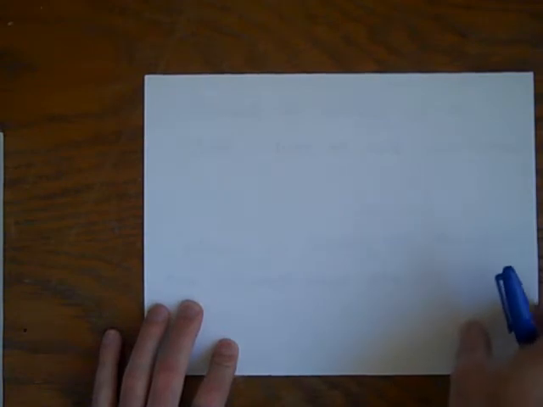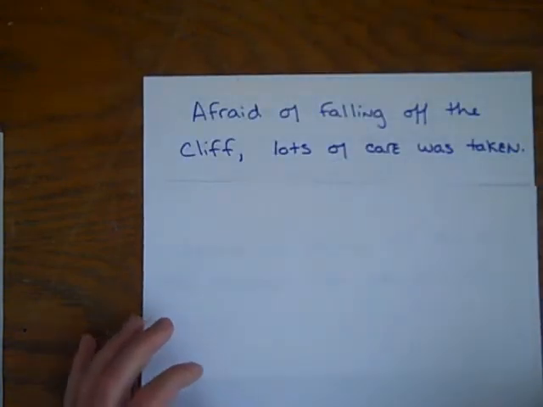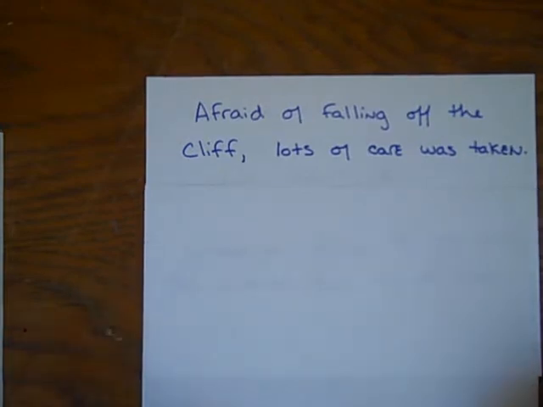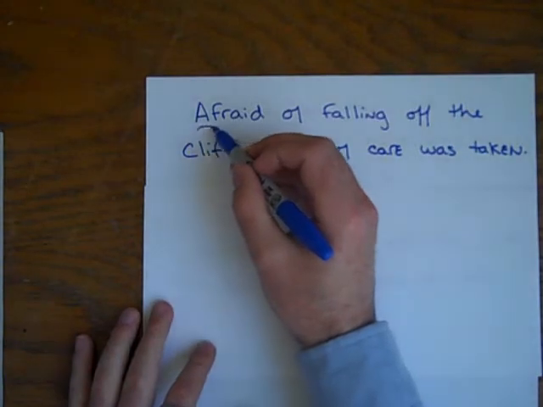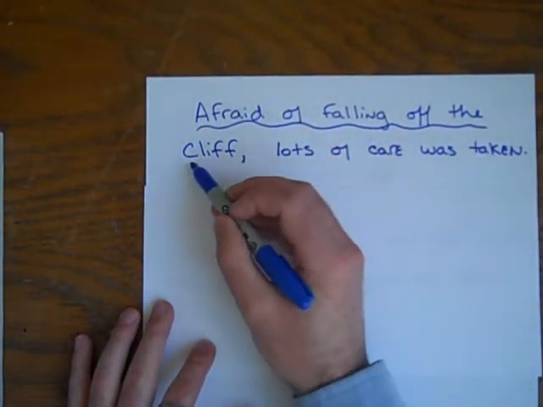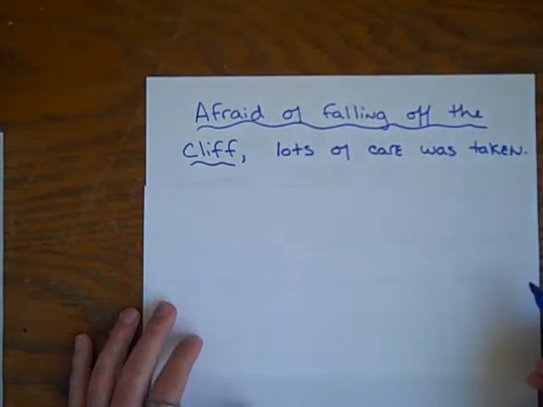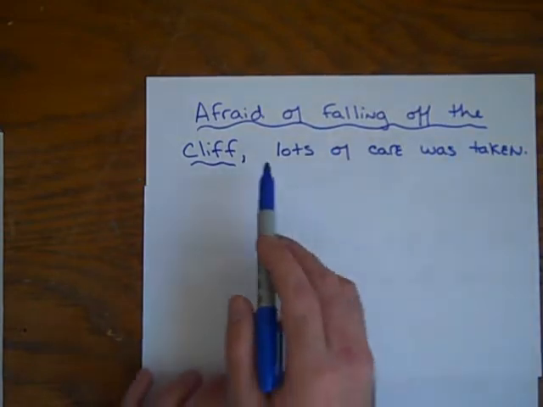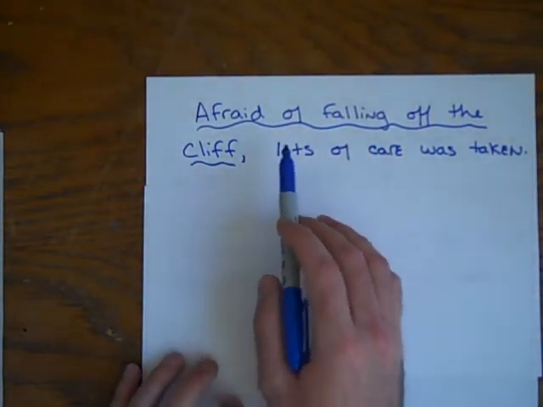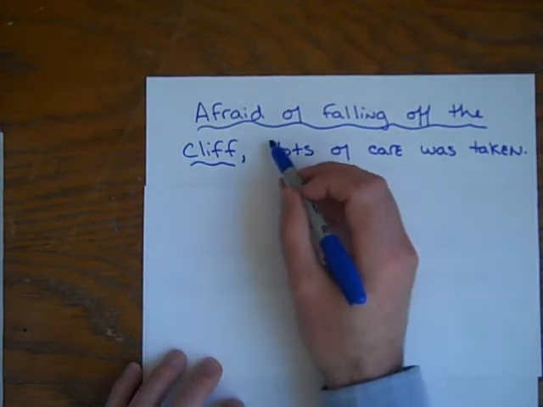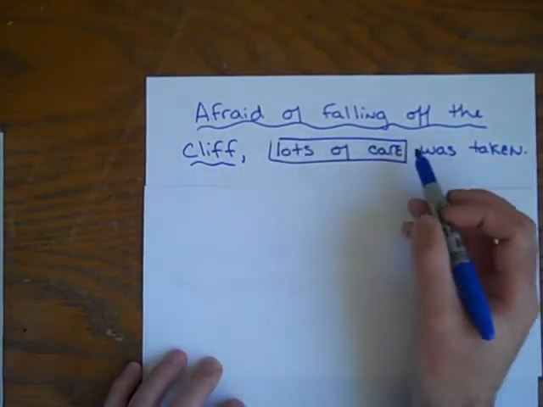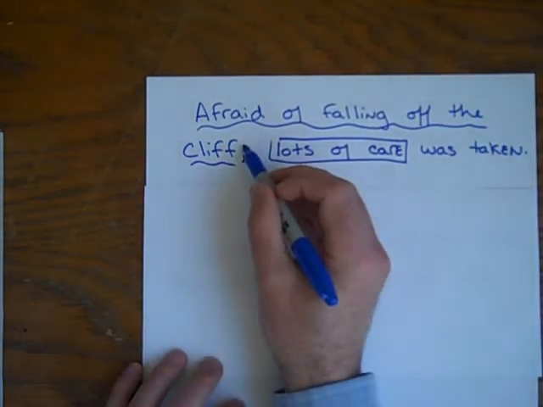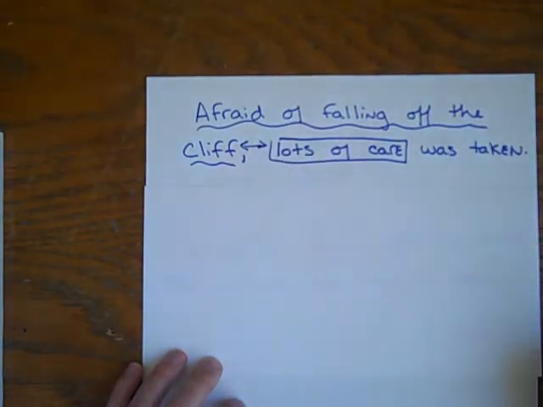Let's look at two examples of dangling modifiers. This first sentence says, "Afraid of falling off the cliff, lots of care was taken." Okay, so we have this thing, afraid of falling off the cliff. But the thing that is afraid of falling off the cliff isn't in the sentence. And you can't stick a clause like this onto the sentence. The lots of care technically is the thing that's afraid of falling off the cliff, because that's what it's attached to. And that's not what you mean.